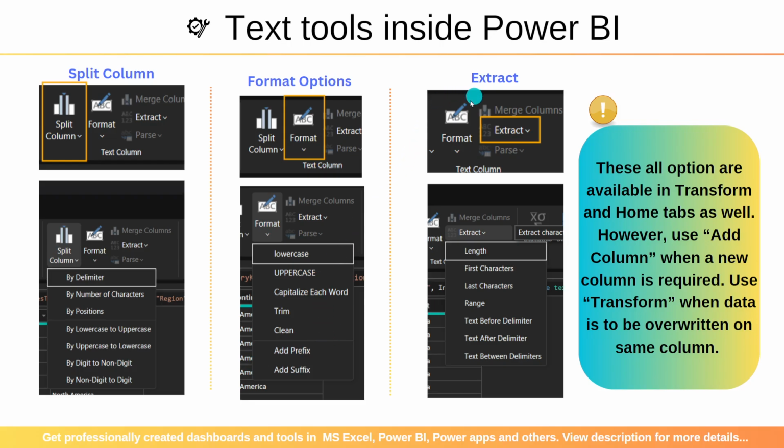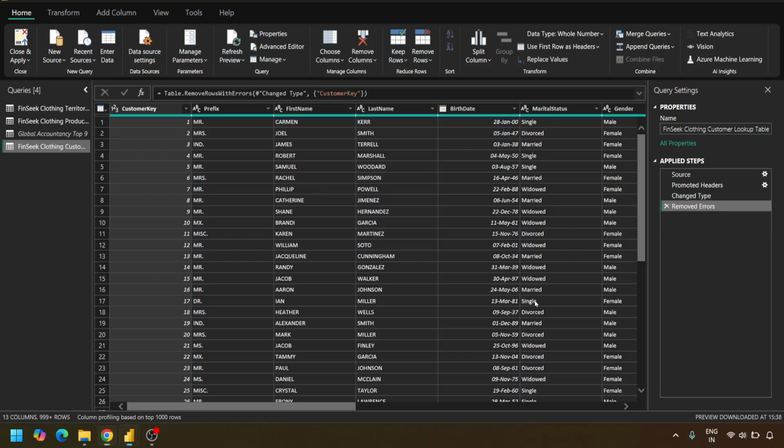And the third text tool is the extract option. So we can extract any particular data out of any column through the first characters or the last characters or before any particular delimiter, just like dash, comma, space or any other thing. So let's go and see these options in live action.